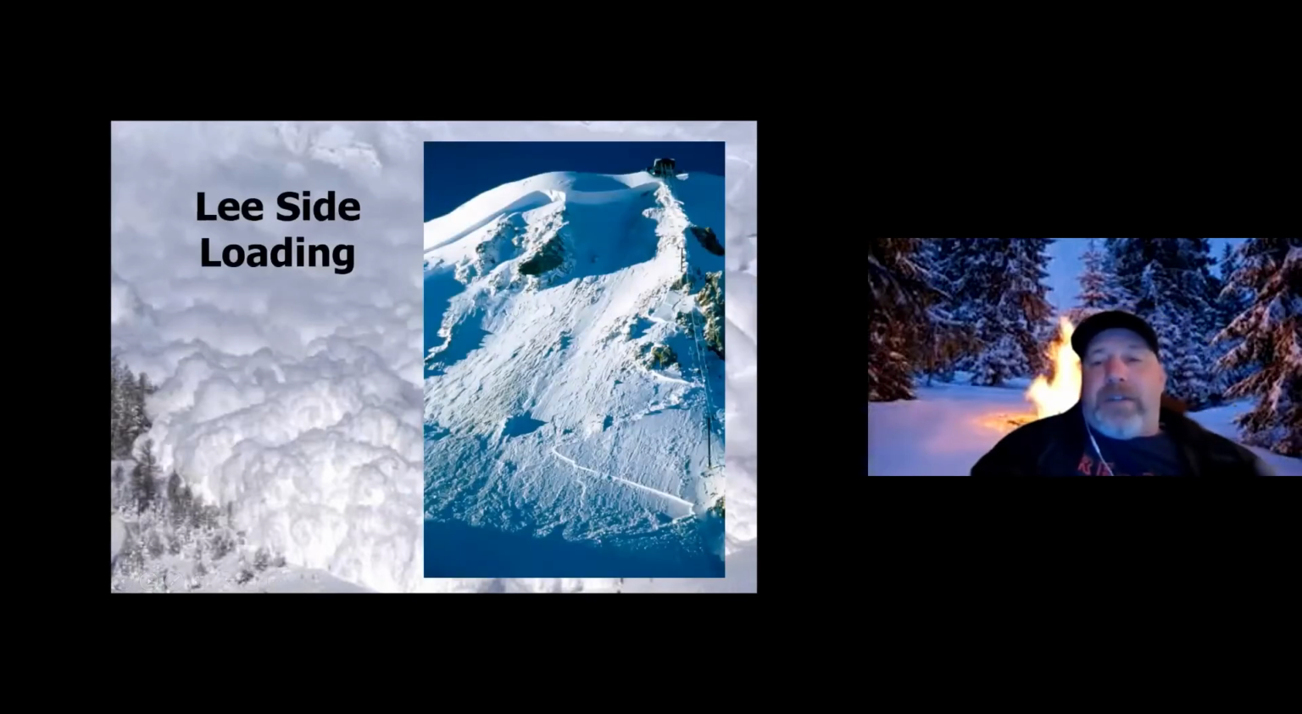Anyone recognize this? If you can, write in the chat where you think this might be. Chair 23. Yeah, this is the dropouts at Mammoth.